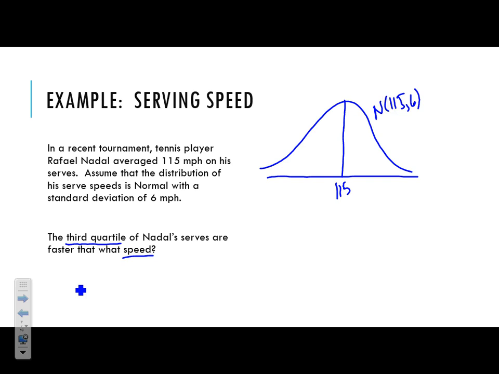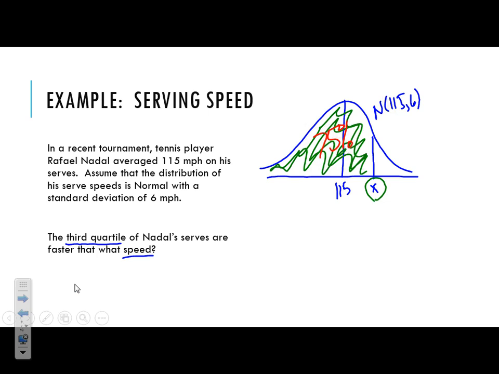Now, a little logic tells me that speed is going to be above the mean because I'm in the third quartile. But I don't know what that speed is. What I do know, since it's in the third quartile, is that the area to the left of whatever the speed is would be 75%. Because again, I'm in the third quartile.